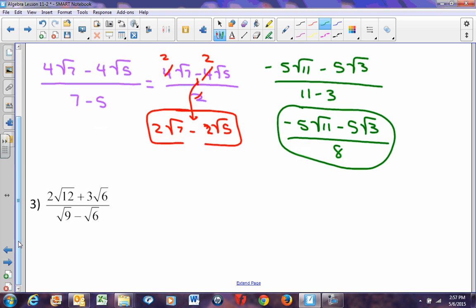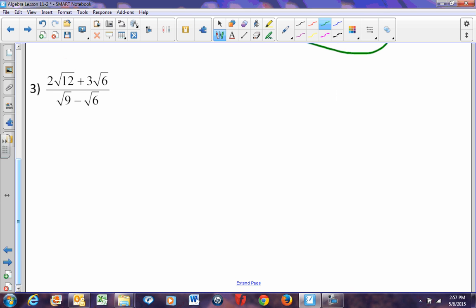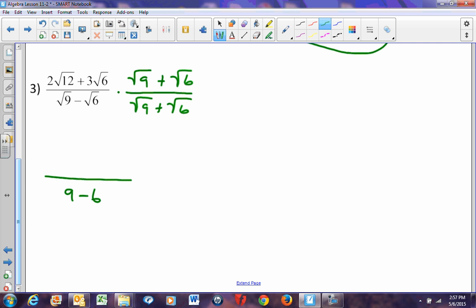This last one's a bit more complicated. Not super complicated, but it can get a little complicated because the top is a little bit more difficult, because we have a polynomial versus a monomial here. So the conjugate is still going to be the square root of 9 plus the square root of 6 over the square root of 9 plus the square root of 6. The denominator is easy. It's the numerator that can trip you up, because my denominator is going to be 9 minus 6. But my numerator is now a polynomial, a binomial times a binomial, so I have to distribute. And I'm going to do that off to the right-hand side here.